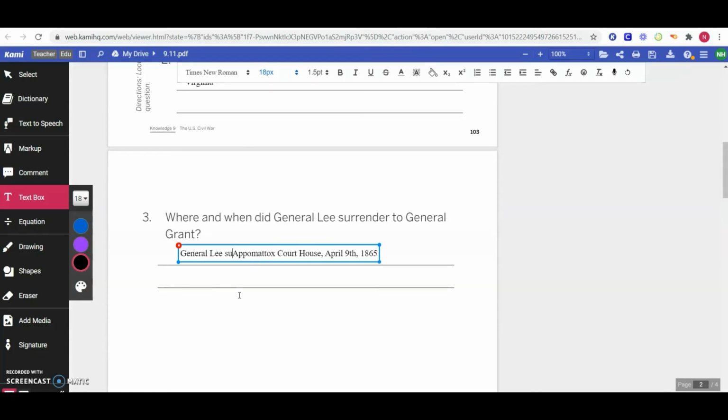General Lee surrendered to General Grant. There we go. At Appomattox Courthouse on April 9th, 1865. All right, am I okay now, or am I still missing something? I'm missing my period at the end.